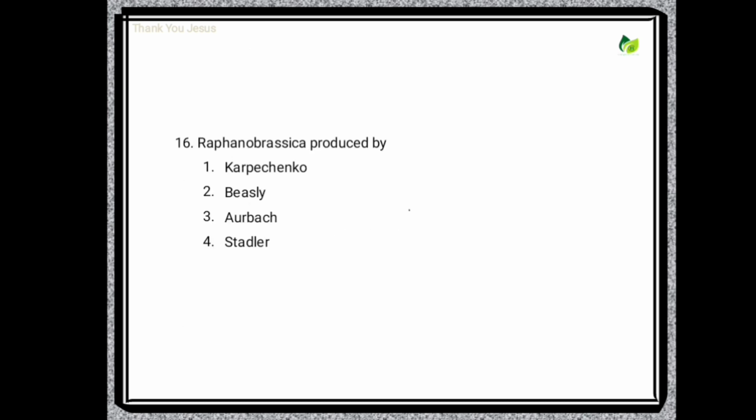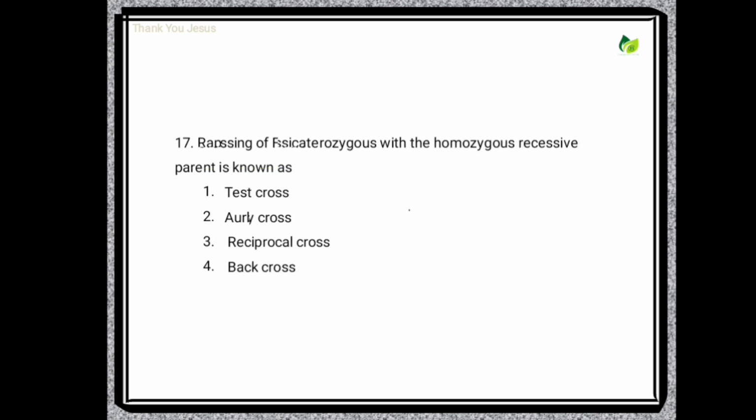Raphanobrassica produced by. So already told you, Raphanobrassica is produced by Karpechenko. He made the cross between Raphanus sativus, that is radish, and Brassica oleracea, cabbage. So he made a cross between two different genera, you have to remember. The diploid number of the hybrid is 18 chromosomes. By colchicine treatment, he produced Raphanobrassica. So that's why it is an allotetraploid consisting of 36 chromosomes. Okay. So let's see the next question.